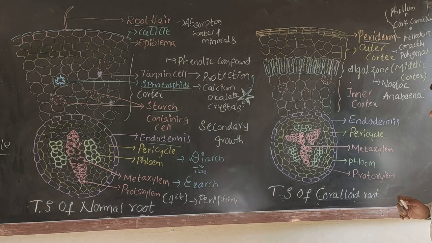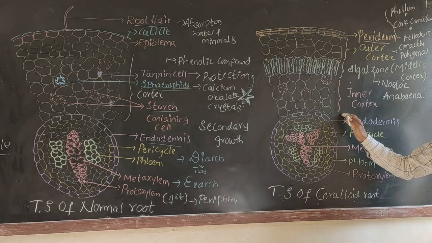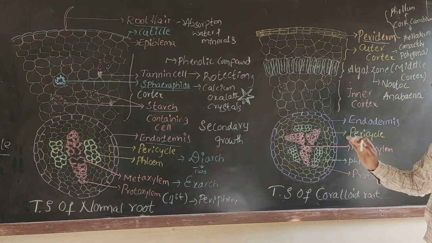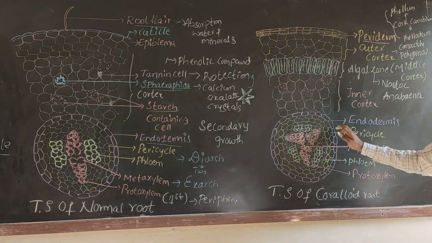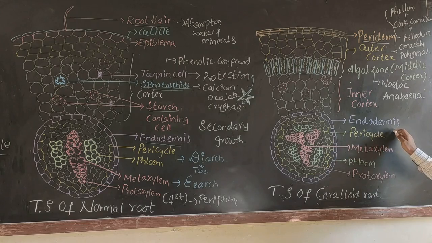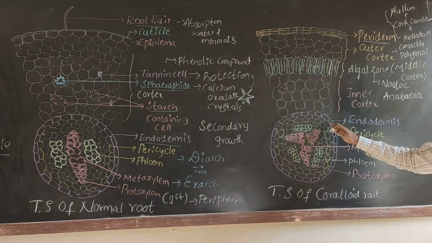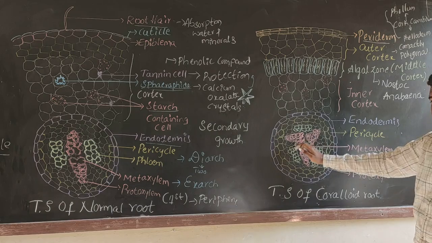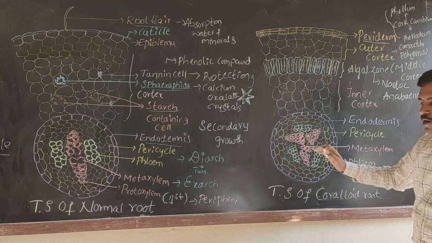Next, coming to the stellar part of the coralloid roots. The outermost layer of the stele is known as the endodermis. Endodermis is made up of single layered compactly arranged cells. It is followed by the two to three layered pericycle, and the central part has the vascular bundles.